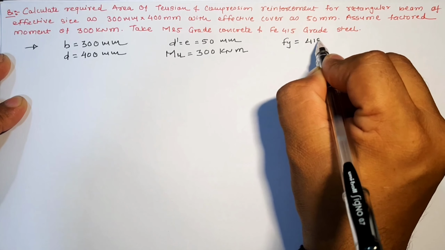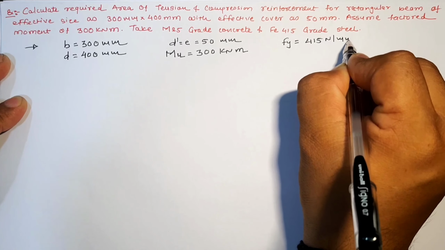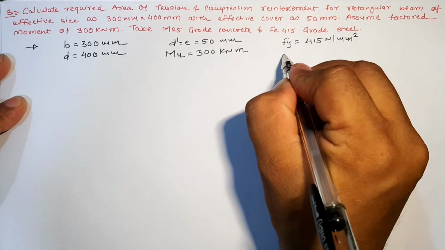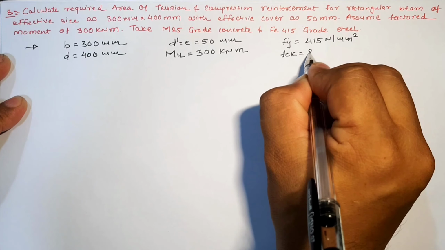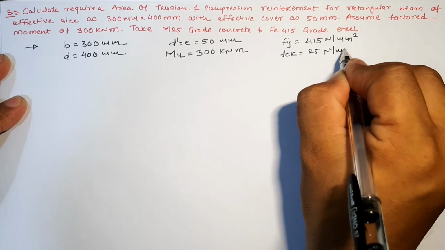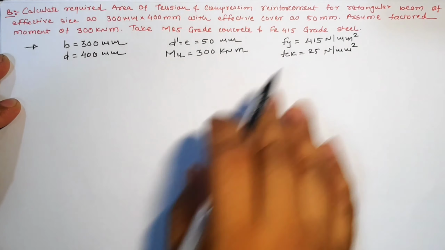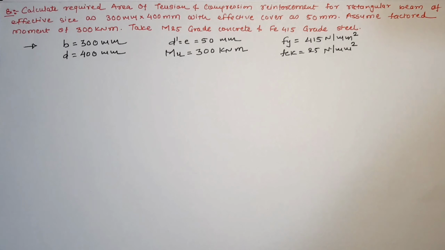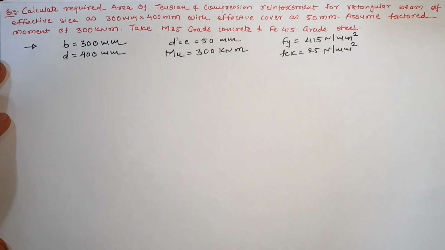Fe415 as a grade of steel, so Fy is equal to 415 Newton per mm square, and M25 grade of concrete, so fck is 25 Newton per mm square. So these are the given data through which we have to calculate the area of steel required in the tension as well as the compression. Let us go for the solution.